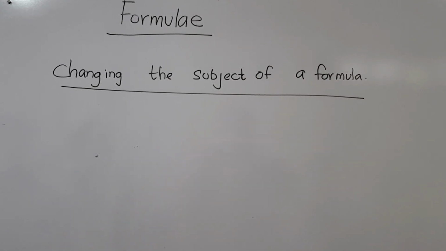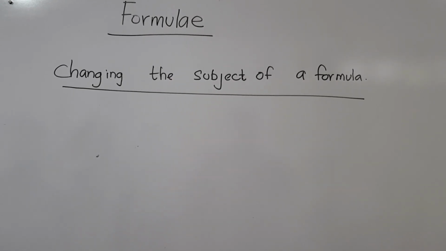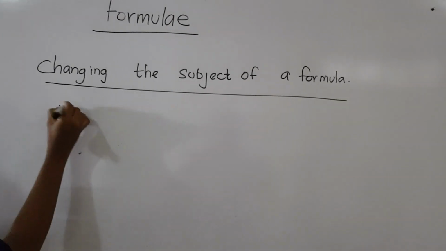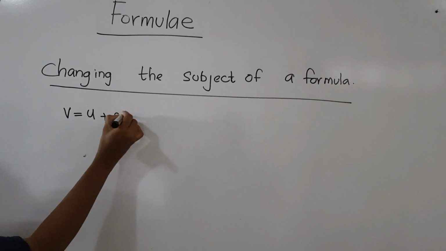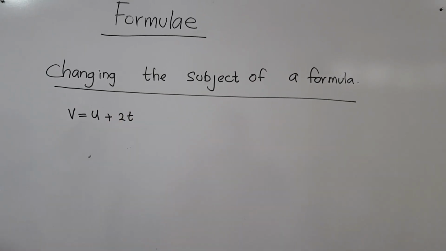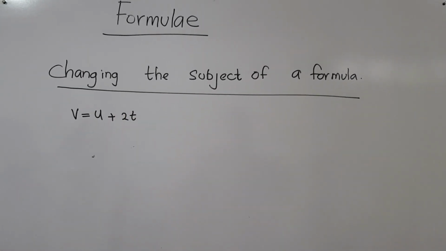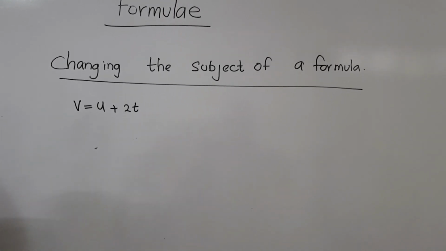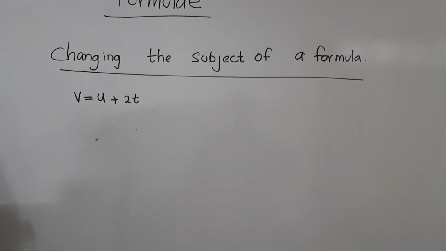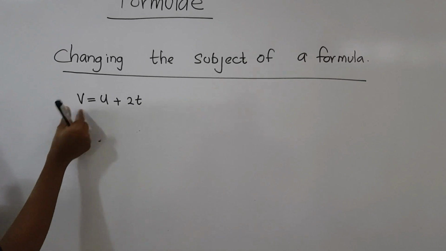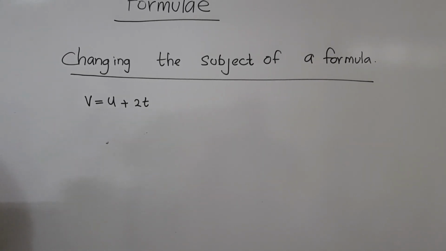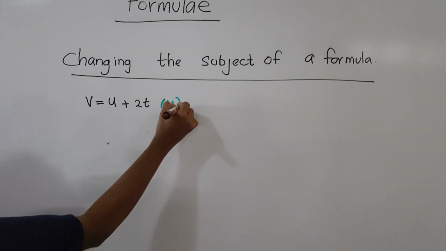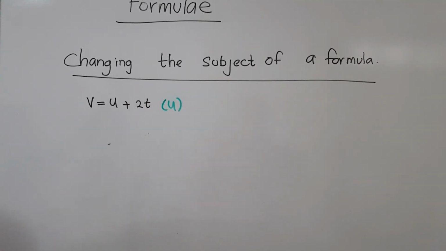See, if you get the formula as V is equals to U plus 2T. This is a formula they have given us. In this, what is the subject they have already made? V is the subject. Subject means who is standing alone. Now, if they ask us to make U the subject, how will we do it?